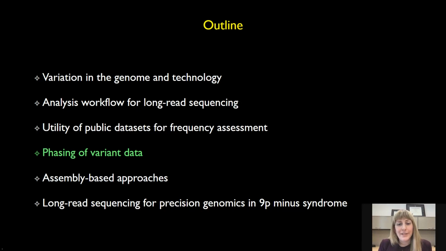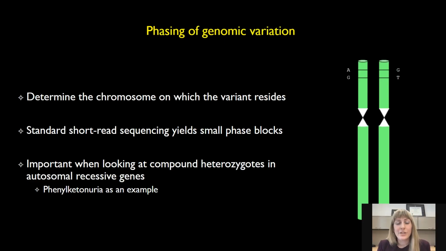The next thing that I'm going to discuss is phasing of variant data. To phase genomic variation, we are just looking to see which chromosome the variant resides on. I've shown a very simple schematic on the right where we are showing two chromosomes, and you can see at the top position there is an A on the chromosome on the left, and there is a G on the chromosome on the right, and then at the next position right below that we have a G on the chromosome on the left, and we have a T on the chromosome on the right.